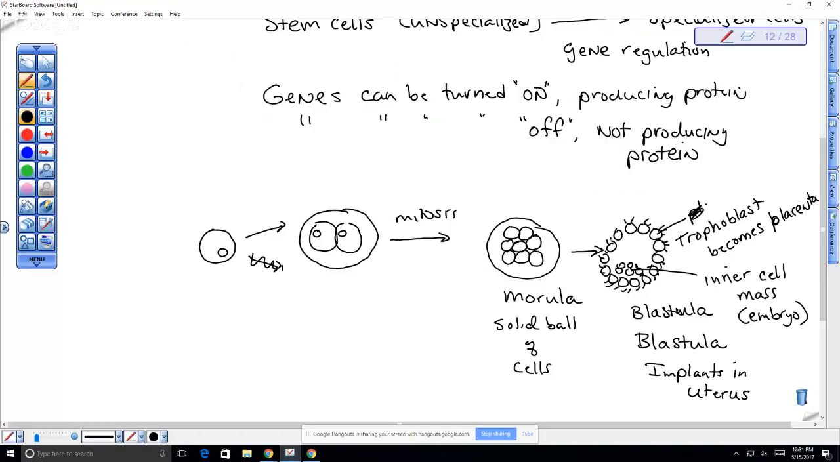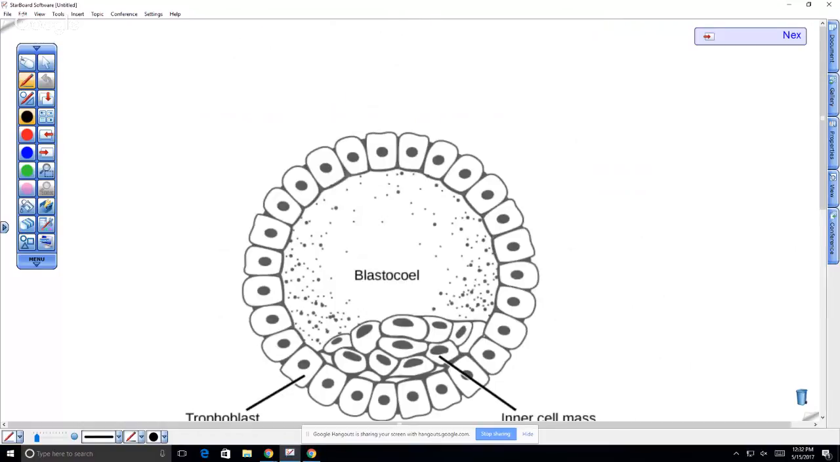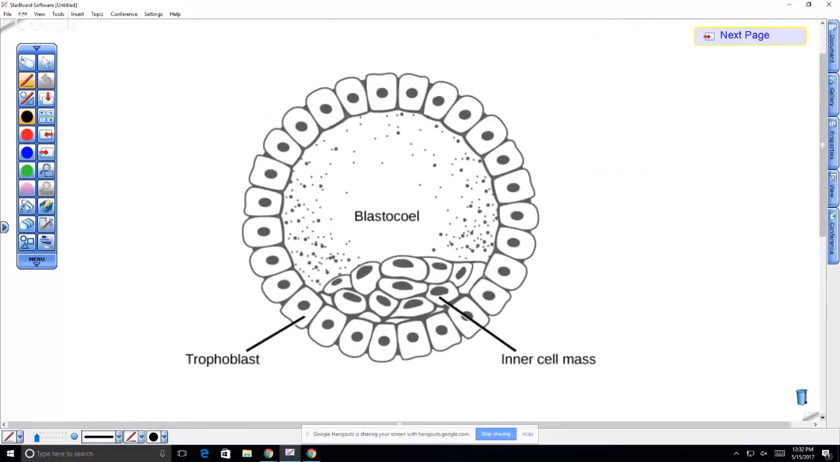So let's talk about what might happen. I think there are some images in your book that show this too. Okay, so this is 2 cells, 4 cells, 8 cells. These would be morula. Right? This is the blastula. You don't need to know this word, but the inside of it is called the blastocoele. The trophoblast is on the outside, and the inner cell mass is going to become the embryo.